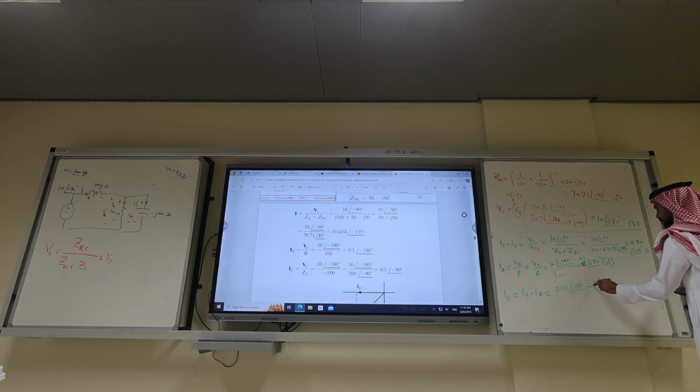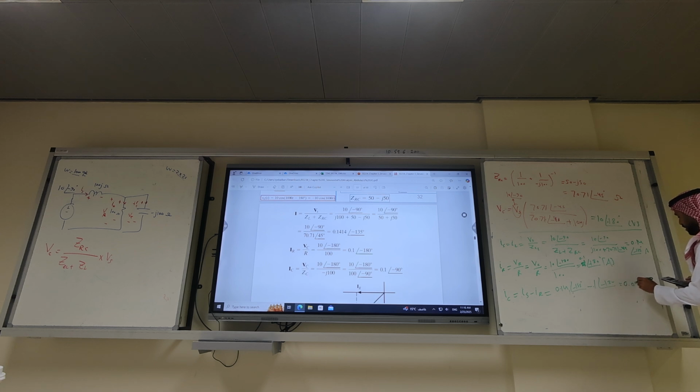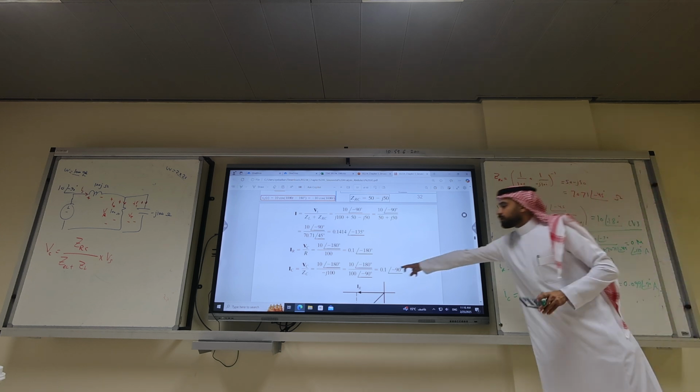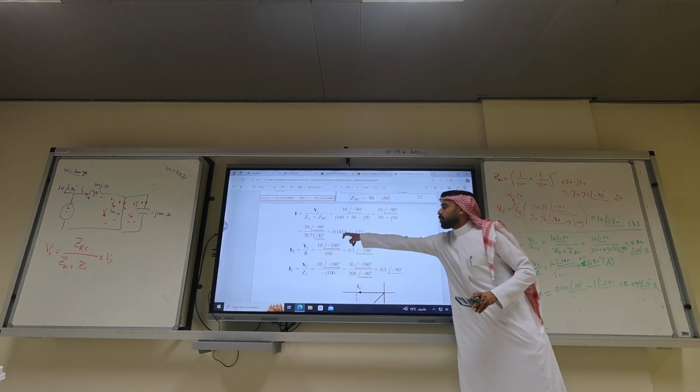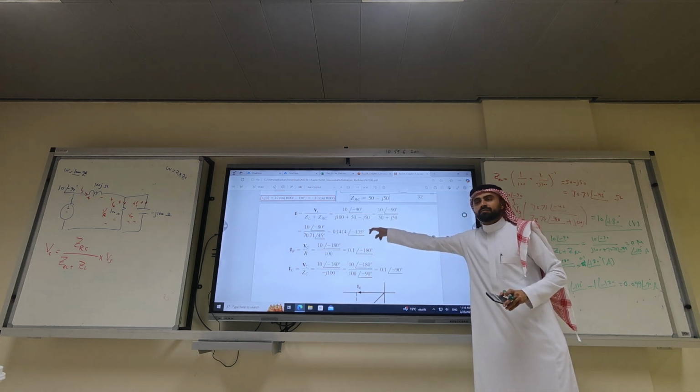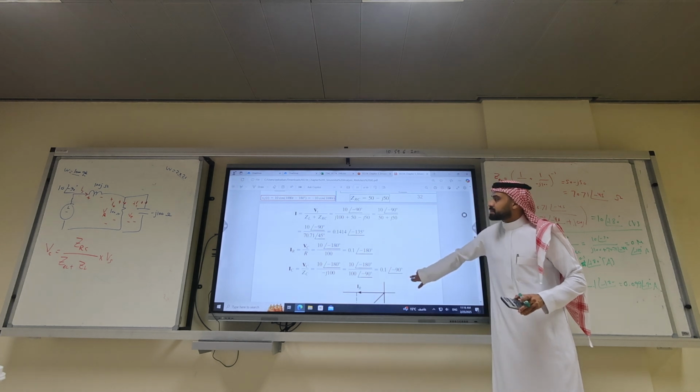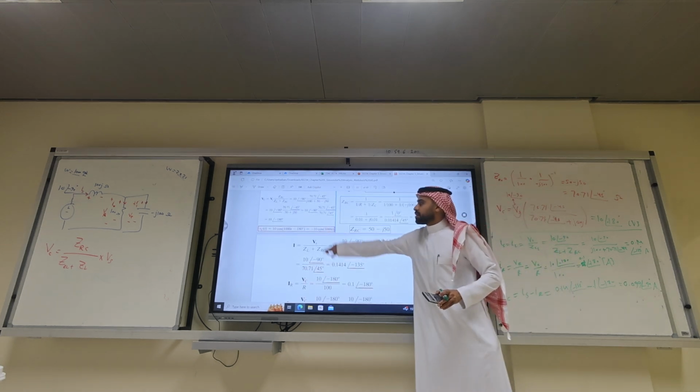0.1, 0.1. So I see it should be 0.099 angle minus 90 degrees amp. 0.1 angle minus 90, 0.1 angle minus 80, 0.1414 angle minus 35 amps, and the voltage.